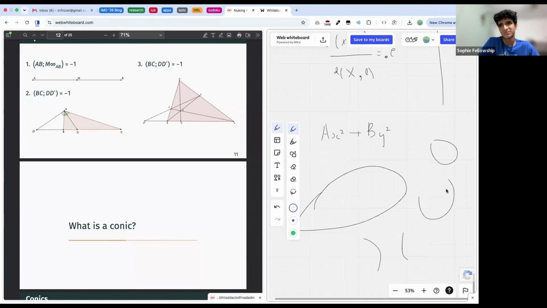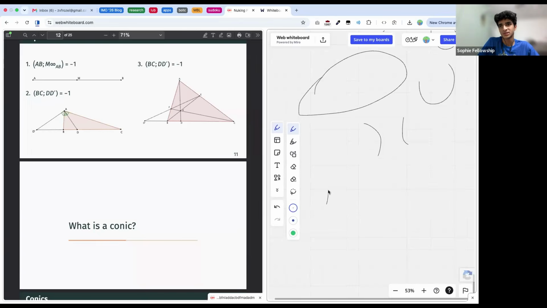Wait, I don't get conics. Can you repeat? It's like you have an equation, ax squared plus by squared plus cxy plus dx plus ey plus f is 0. So this is an equation, and the set of points x comma y that satisfy this is a degree 2 curve.